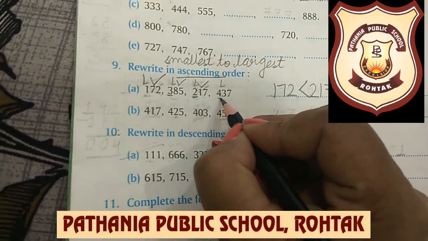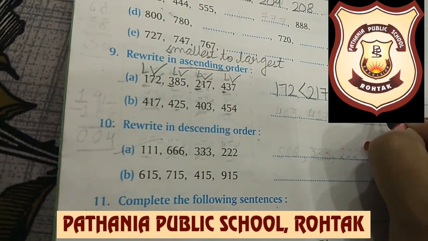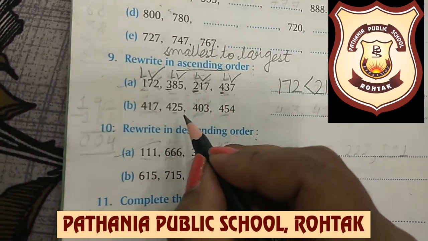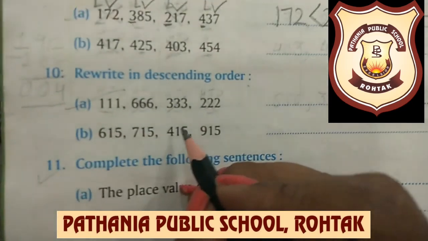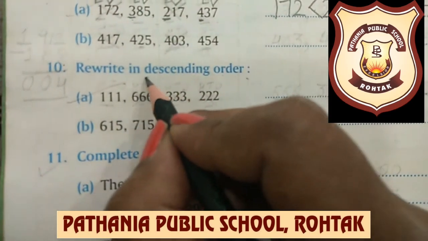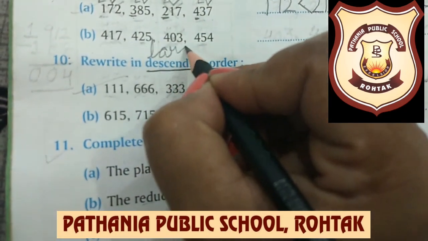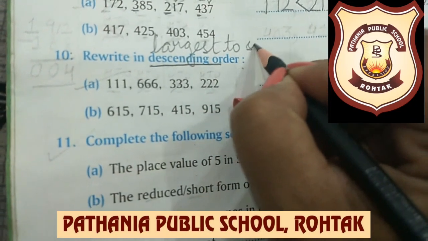And last, 437 is the largest number. So you will write 437 here. Now by applying the same method you can do B part on your own. Now coming towards the descending order, here beta in descending order we start with the largest number and our goal is to reach the smallest number.